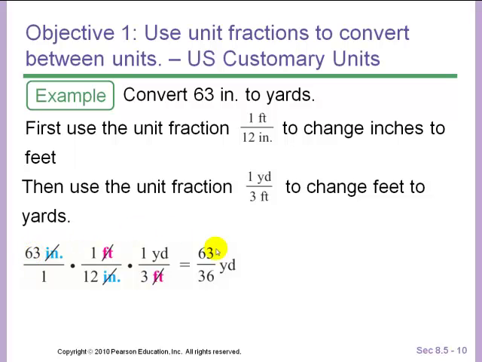63 times 1 is 63. 12 times 3 is 36. And then make sure to simplify this fraction. I can divide both the numerator and denominator by 9. And I get 7/4 yards or 1 3/4 yards. Again, I would accept either of these answers. Just make sure you're reading your directions carefully.